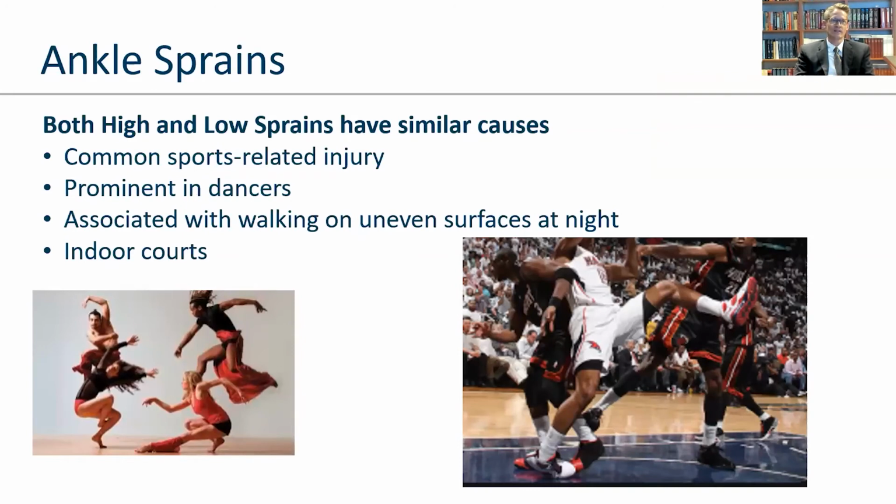Both high and low ankle sprains have similar causes. These are very, very common sports-related injuries. They're prominent with dancers. They're associated with walking on uneven surfaces at night. This was classic during my residency training on the reservation, where the streets are very uneven. There's not a lot of pavement that goes through there. There's a lot of rocks. There's a lot of holes. And so we would consistently have people coming in the middle of the night that had rolled their ankles. And that was just stepping in a hole and it snaps to the outside.